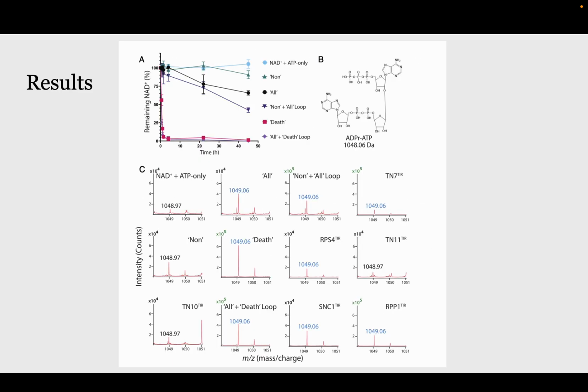Image 4 contains a lot of graphs. Graph A plots time and the remaining amount of NAD+ in percentage with each artificial TIR protein. B shows the structure of a specific molecule of ATP, or the molecule that provides energy for cells. C shows the detection of that specific ATP molecule with different artificial TIR variation and BB loop variation.